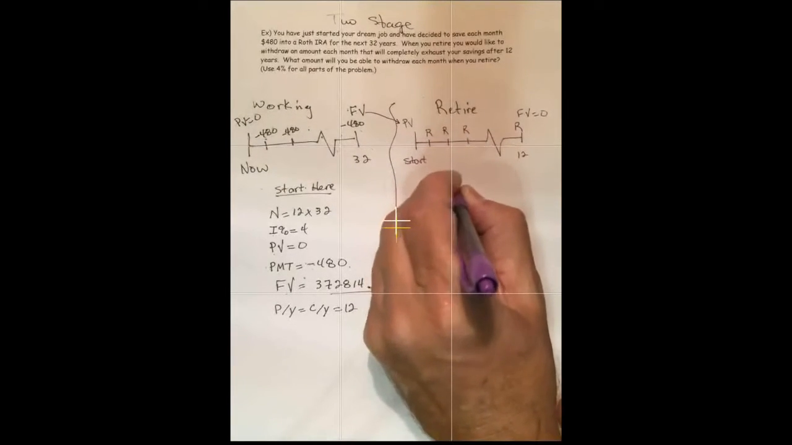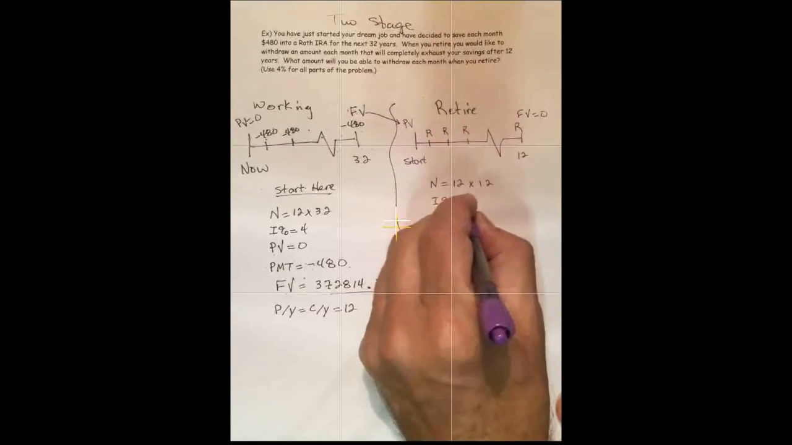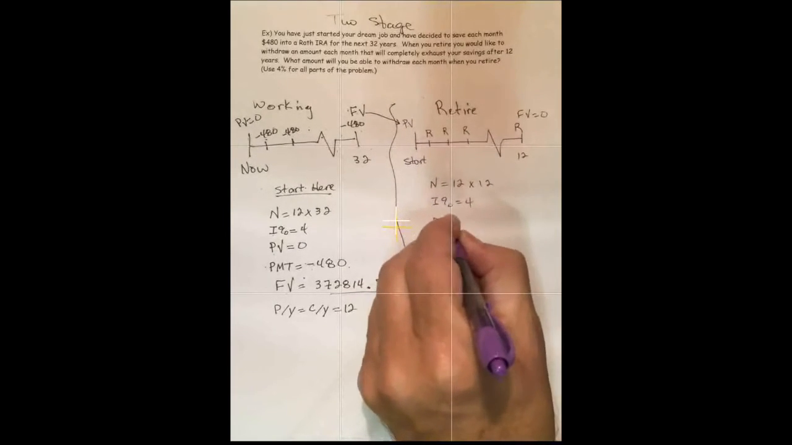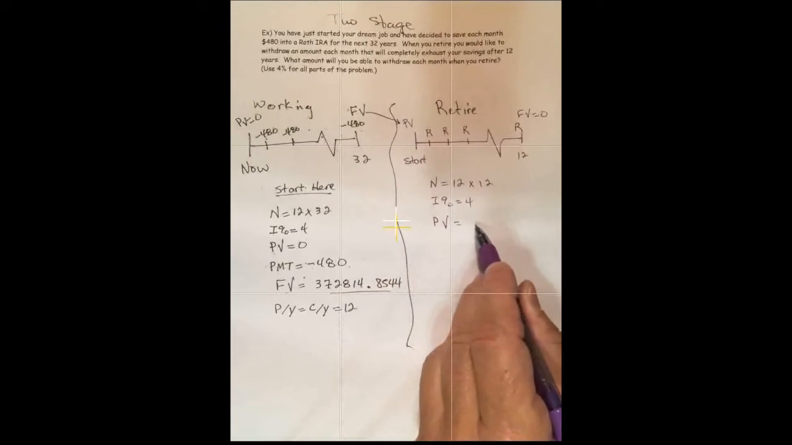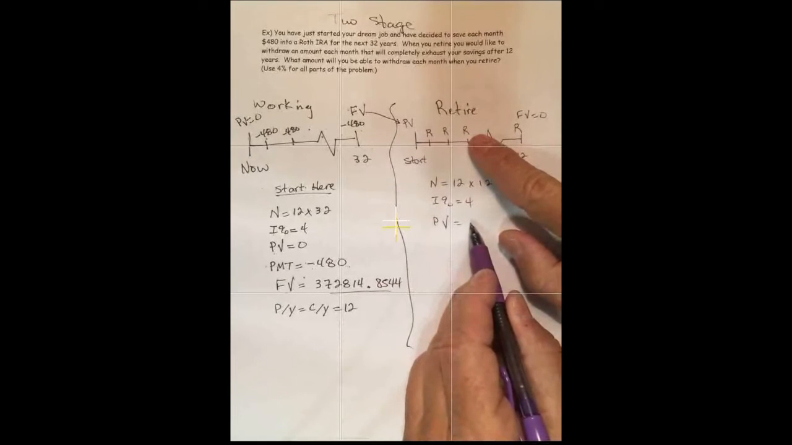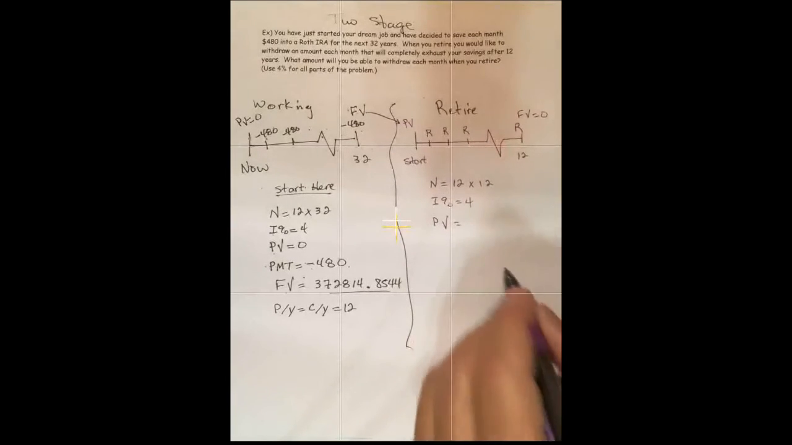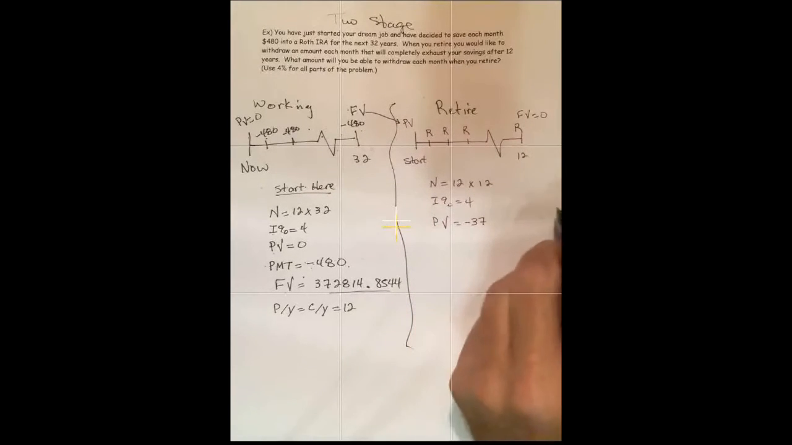Okay, on the retirement side, we're going to make monthly withdrawals, so that's 12, and we're going to do it for 12 years. Interest rate, 4%. Now for the present value, we're going to copy this number directly over here, and I'm going to make it negative. If I make this negative, then our withdrawal will end up positive. If you want to keep this positive, then the withdrawal is negative. It doesn't have any effect at all on the problem. But I'm going to introduce a negative there, and you don't have to.